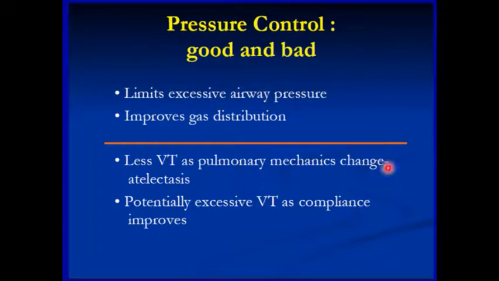Now coming to pressure control ventilation. Here the advantages are that it limits excessive airway pressure and also improves gas distribution. It has also been shown that weaning is early with pressure control ventilation. And what are the disadvantages? Because the pressure is constant, the tidal volume is variable depending upon the compliance of the lungs, and also the risk of atelectasis is present.